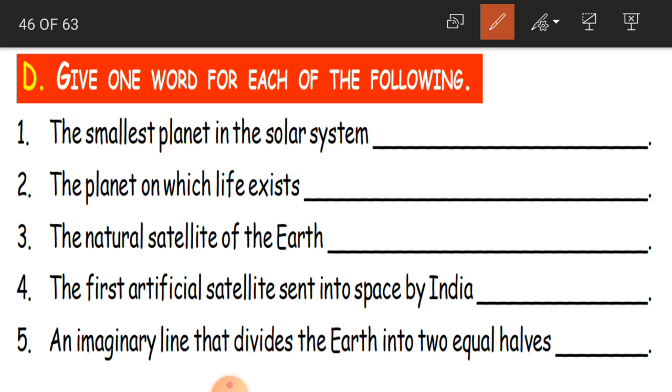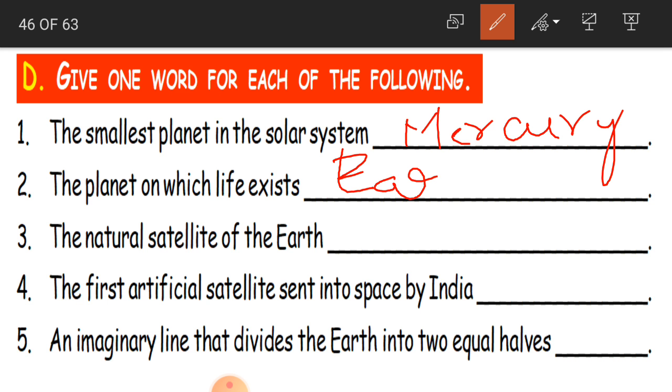Now, give one word for each of the following. So let us do that. The first one is the smallest planet in the solar system. The smallest planet, which is very near to the Sun, children, is Mercury. Now, the planet on which life exists. On what planet is life existing? The answer is Earth, where we are all living.